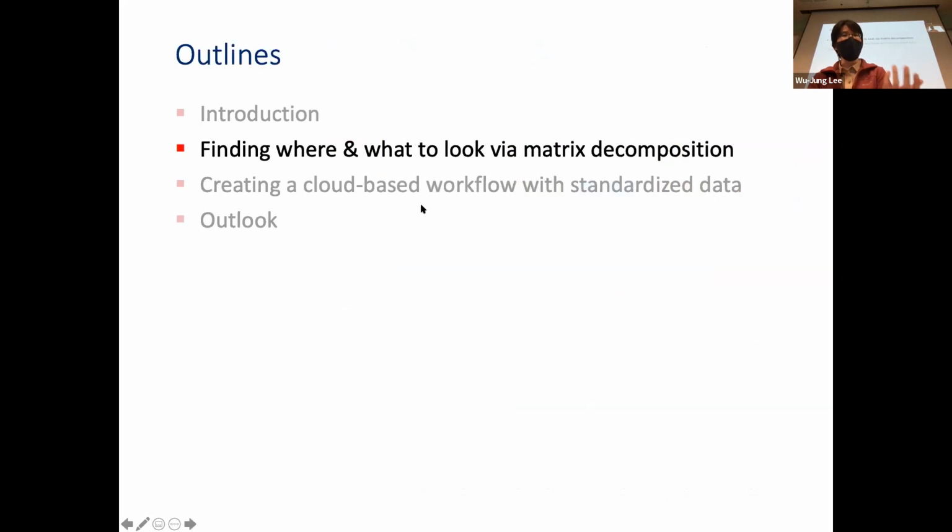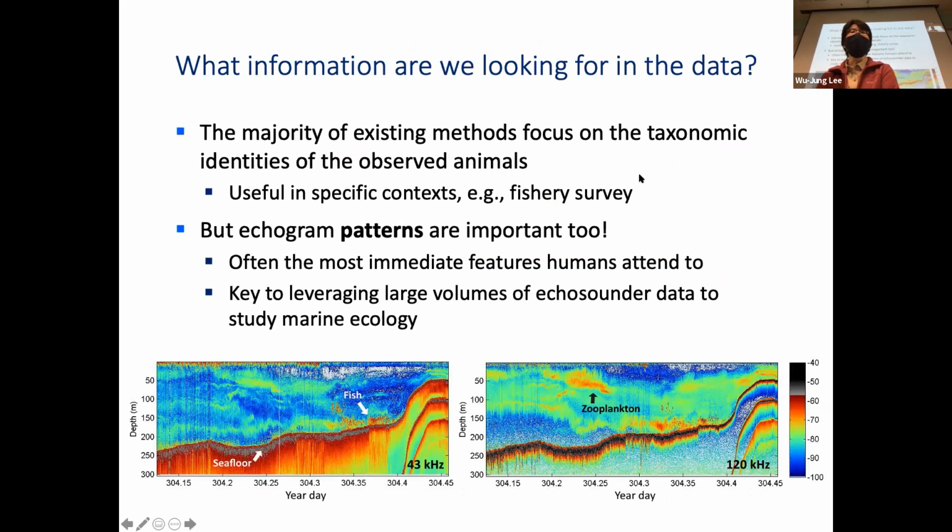So we're going to look at how we can find where and what to look for in the data by matrix decomposition techniques, right? Before I go into the details, I want to first talk about the type of information we're looking for in the data, right? Because we have sort of gone through a few different things now, right? So the majority of the existing methods for analyzing echosounder data has been very much focused on figuring out what the taxonomic identity of the observed animals are, right?